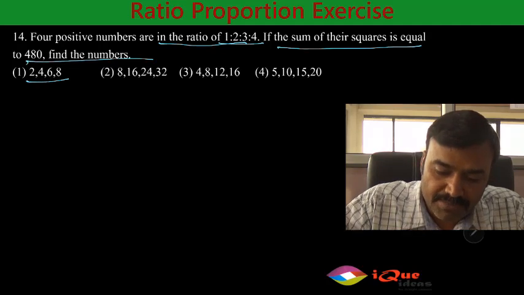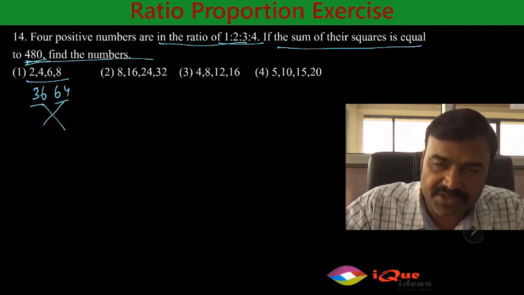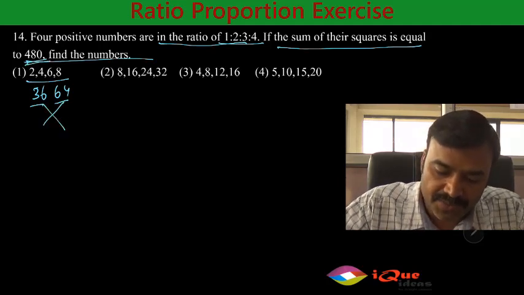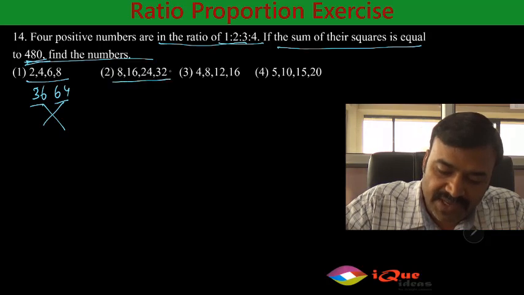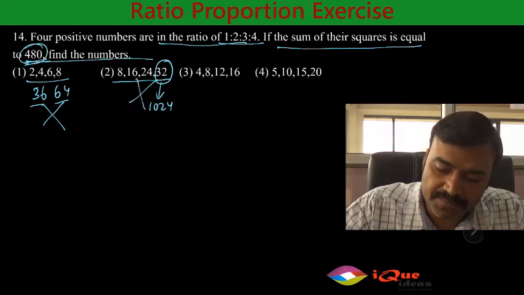But squares, maximum is 8 square, that is 64. Then 6 square is 36. Others are small. On addition, we can never get to 480. So this is wrong. Next option, the largest value is 32 and 32 square alone is 1024. Here the total sum of squares is more than 480. So this is also wrong.